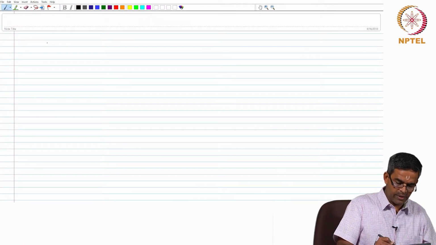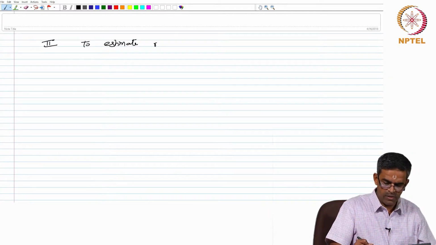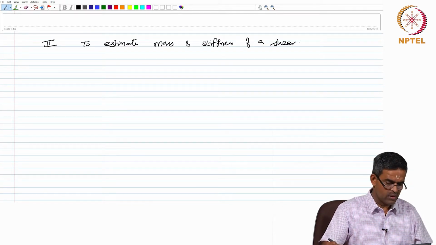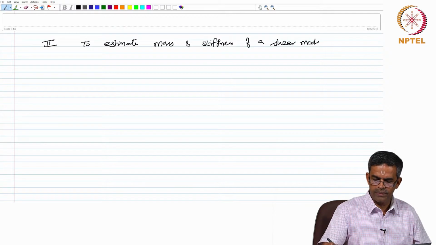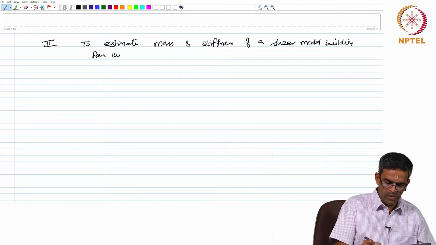So, the second argument is to estimate mass and stiffness of a shear model building from the model test.